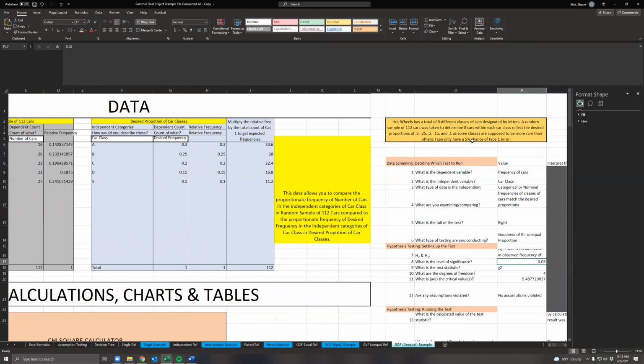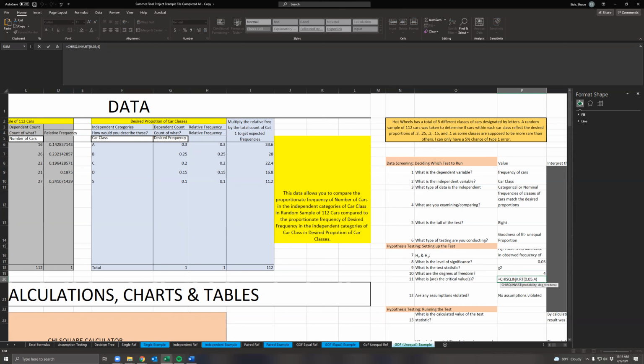Next, what is the level of significance? It's 0.05, based on I only have a 5% chance of type 1 error. Test statistic is chi-squared. What are the degrees of freedom? It's the number of classes minus 1. So there are 5 classes, so the degrees of freedom is 4. And then the critical value. The way that you calculate the critical value is we're going to use this formula, chi-squared dot inverse dot right tail, because we're doing a right tail test.